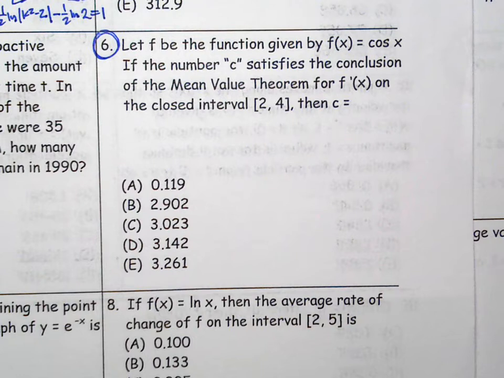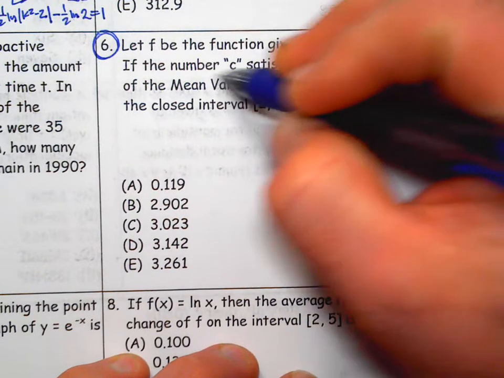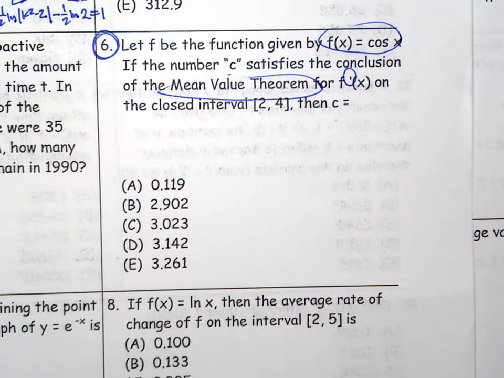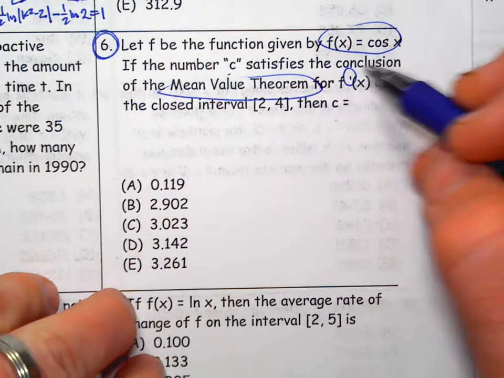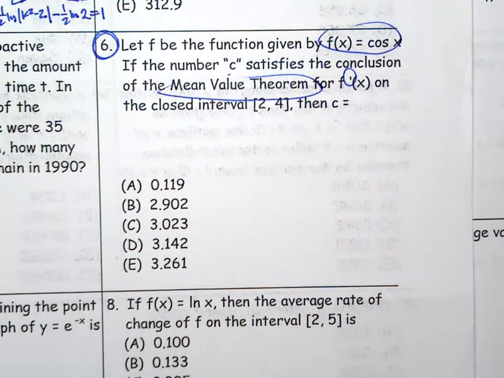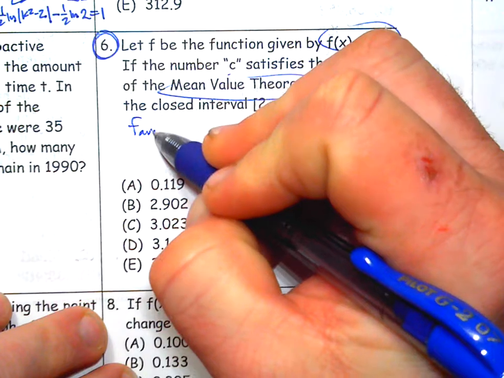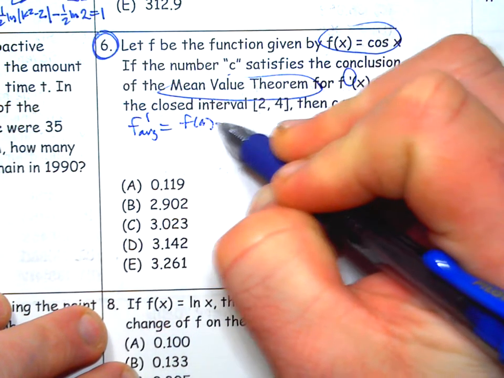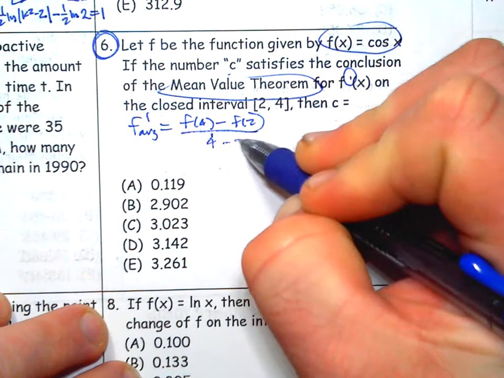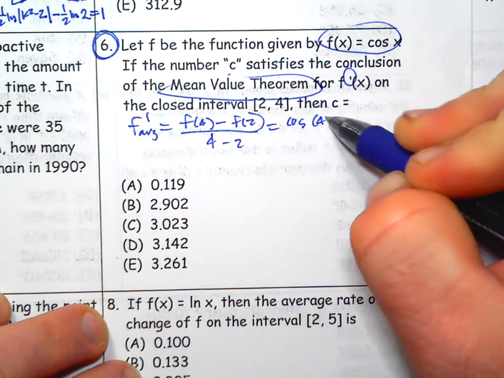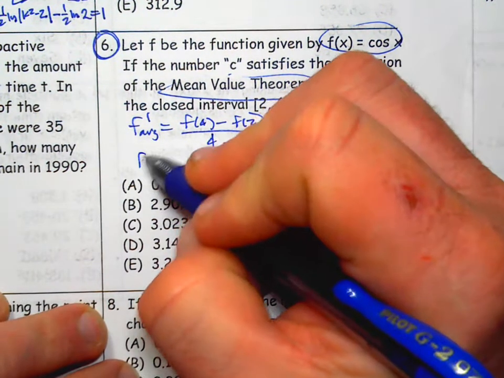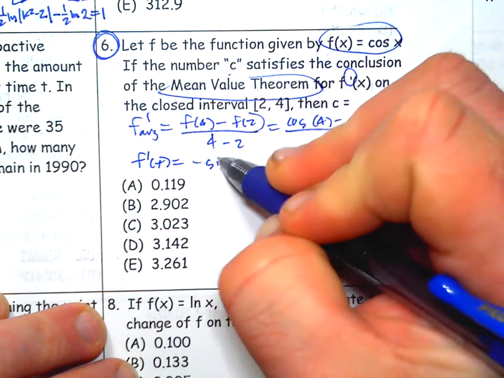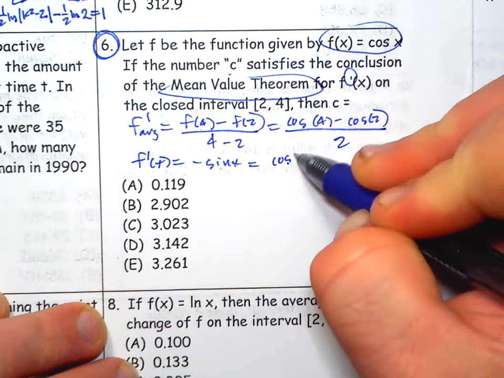So 6 says let f be the function. They give you a function, and there's a c that satisfies the mean value theorem for f prime on a closed interval. Is this a continuous function? It's got to be. So the c guaranteed satisfies the conclusion: it is the spot where the actual slope equals the average slope. But you got to find the average slope first. And the average slope is f(4) minus f(2) over 4 minus 2, which is going to be cosine 4 minus cosine 2, over 2. We just leave that where it is now. And then we're going to take the actual derivative, which equals negative sine x, and set it equal to the average derivative.